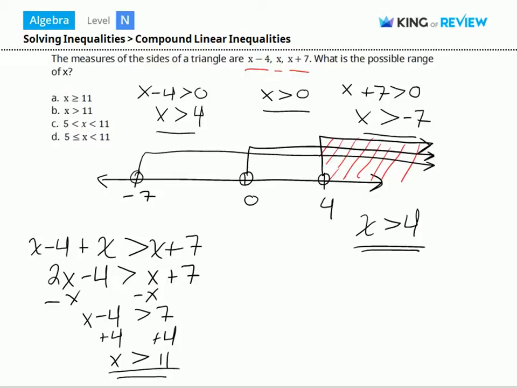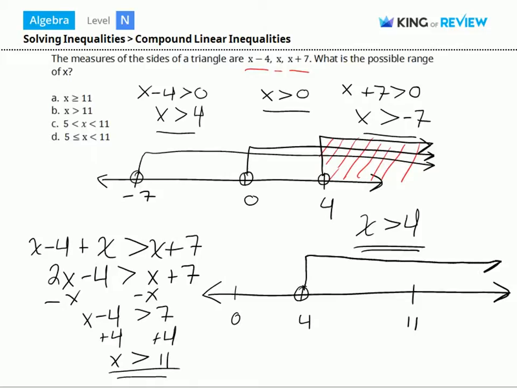So here's our other inequality. Now let's plot x is greater than 4 and x is greater than 11 on the same number line. Here's our number line. So x is greater than 4. We have an open circle at 4, and our arrow goes to the right. And x is greater than 11. We have an open circle at 11, and our arrow goes to the right.